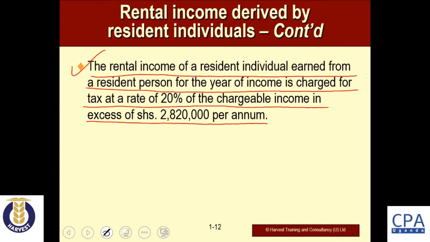The rental income of you, the resident individual, earned from a resident person for the year of income is charged for tax purposes at a rate of 20% of the chargeable income in excess of 2,820,000 per annum. As we bring this into our discussion, I don't want you to begin asking where I'm getting all these figures. I'm getting these as provided for in the Income Tax Act. I'm picking all of these from the Income Tax Act.